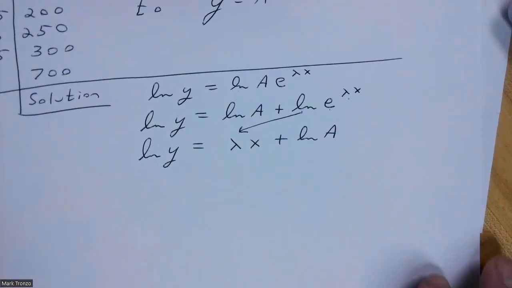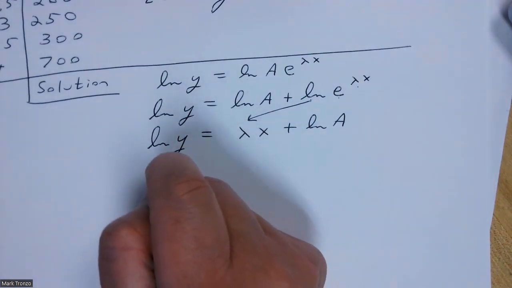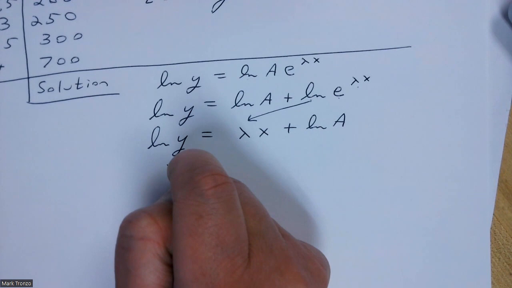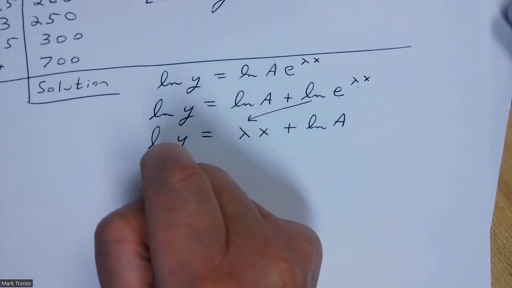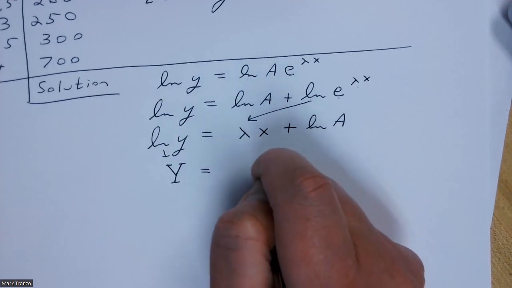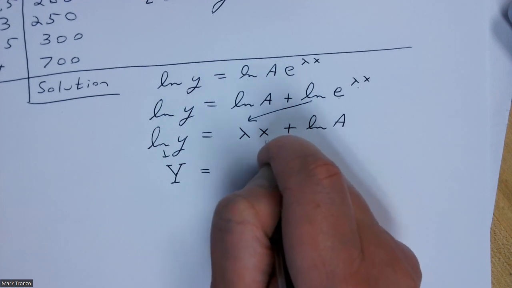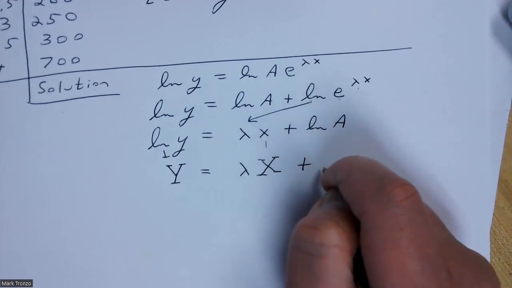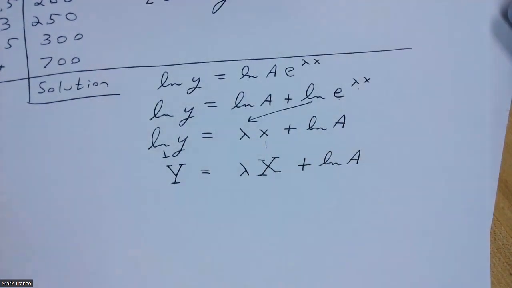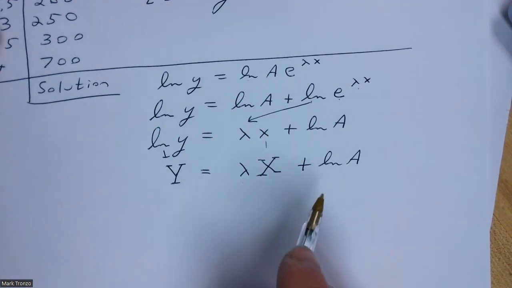This becomes our function because it looks like the linear formula we're interested in. This is going to be our capital Y, and our capital X will just be small x. Then we'll have our lambda as the slope, and log of A is going to be the y-intercept. So that's the form we want, where this is like m and this is the y-intercept.